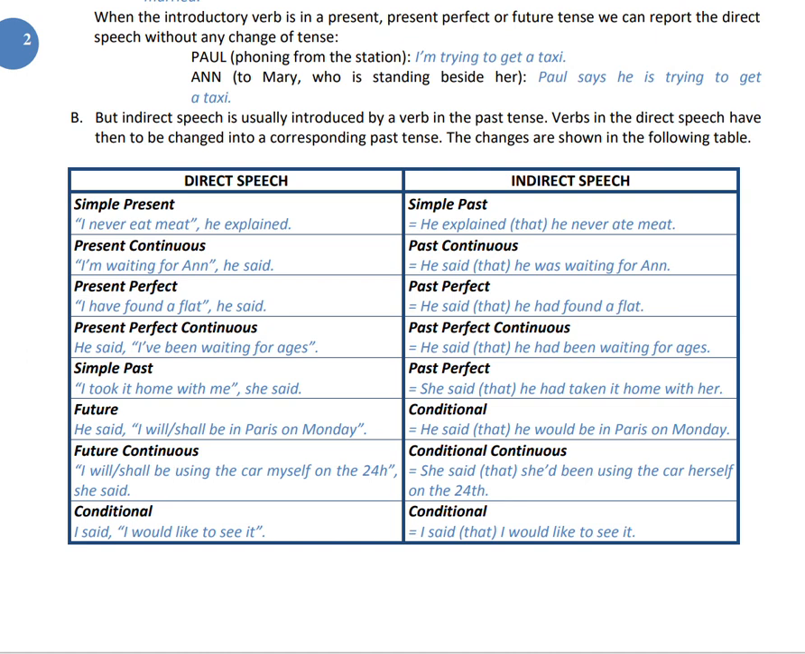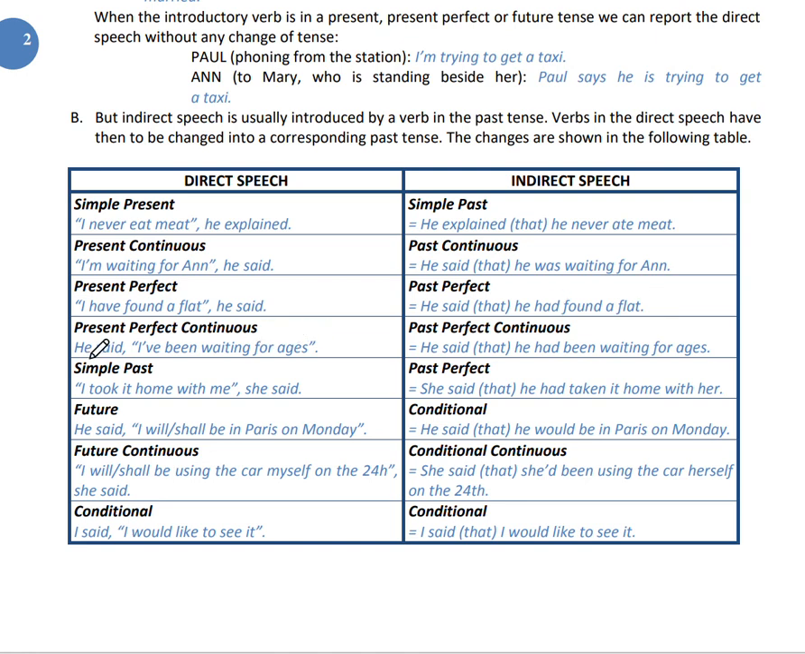Very nice. Now, in the direct speech, it is present continuous. "I'm waiting for Anne," he said. In indirect speech, it goes to past continuous. He said that he was waiting for Anne. Great. Present perfect: "I have found a flat," he said. That's the present perfect, and it becomes past perfect. He said that he had found a flat.